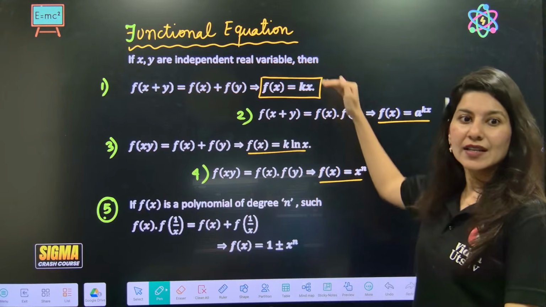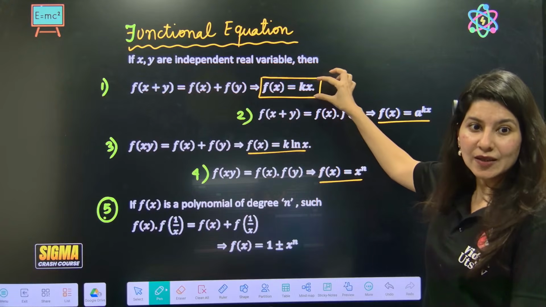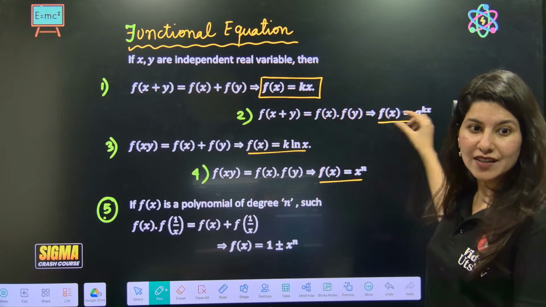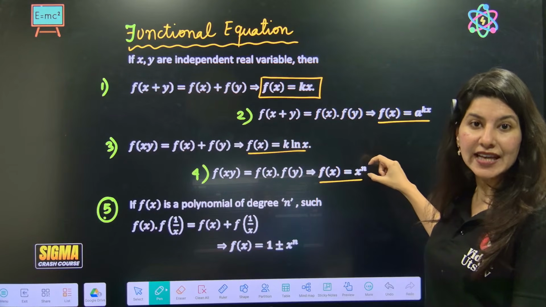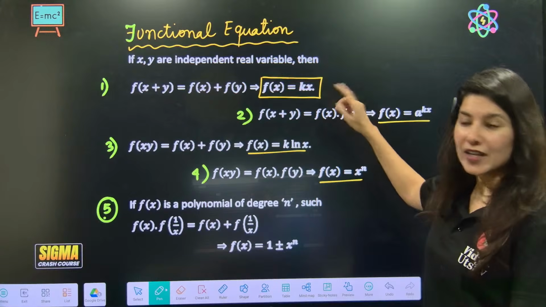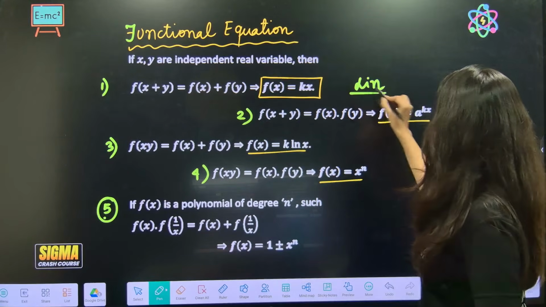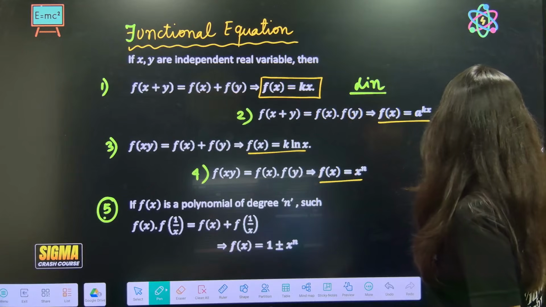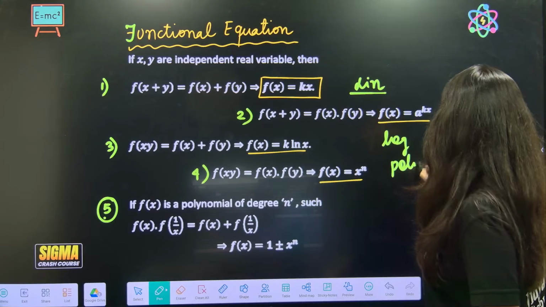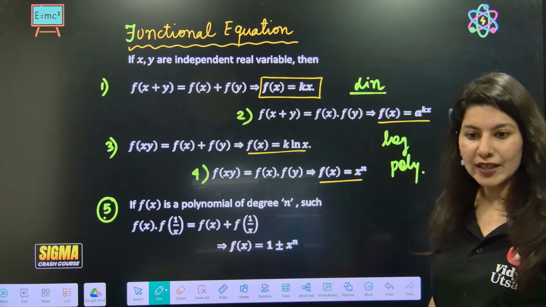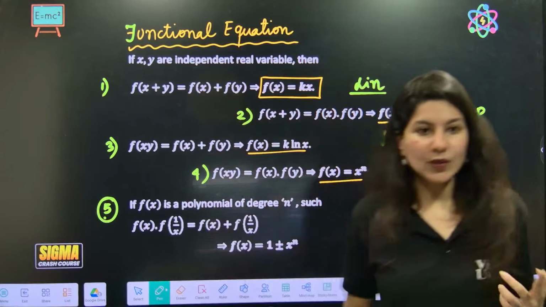Now remember, this is f(x) = kx, that is a straight line. This is exponential. This is logarithm. And this is x polynomial. So how will you remember? Linear, then exponential, logarithm, and polynomial. Understand? So now tell me, how will you remember this? How will you remember this, ma'am?